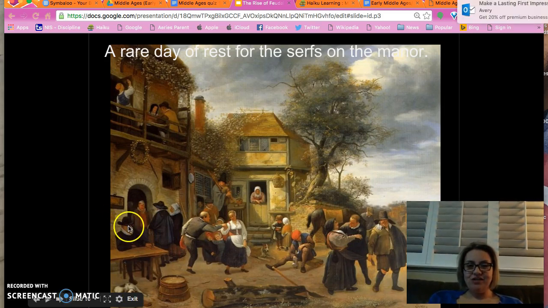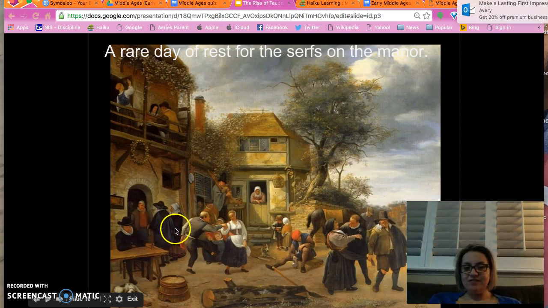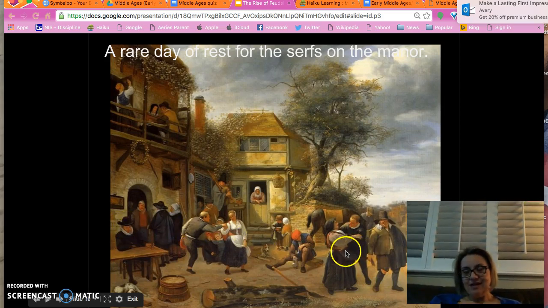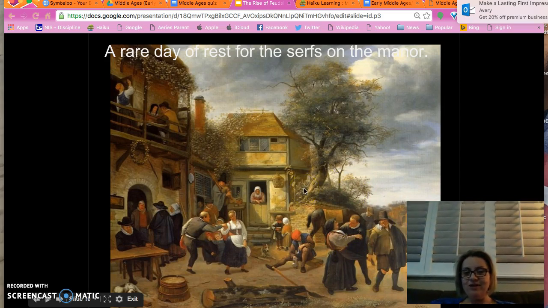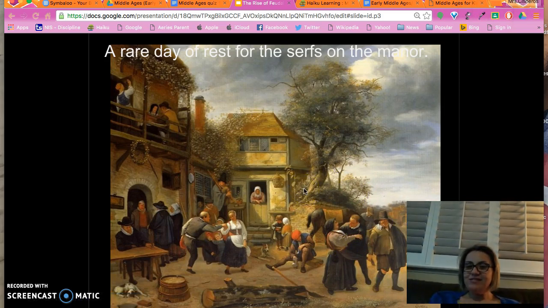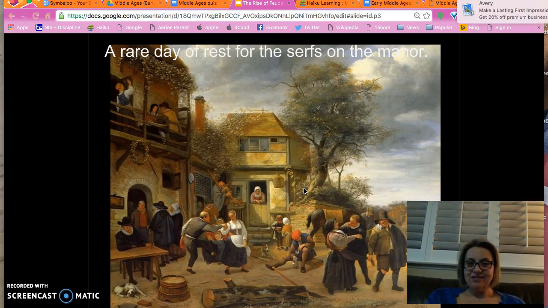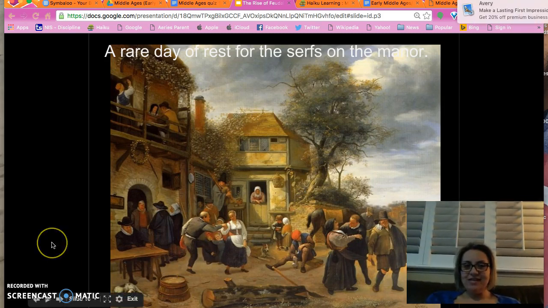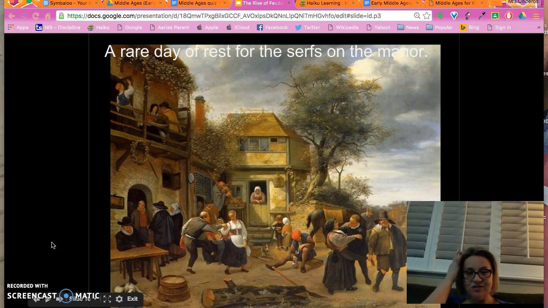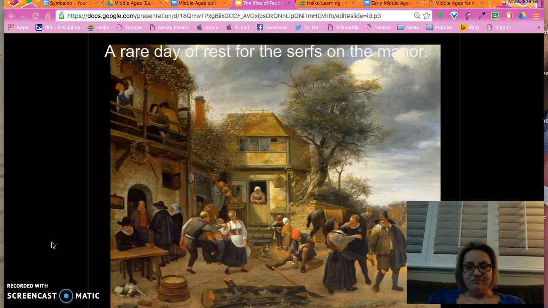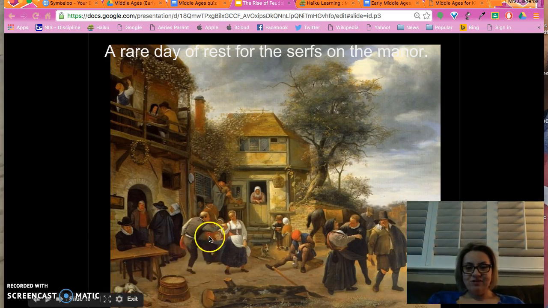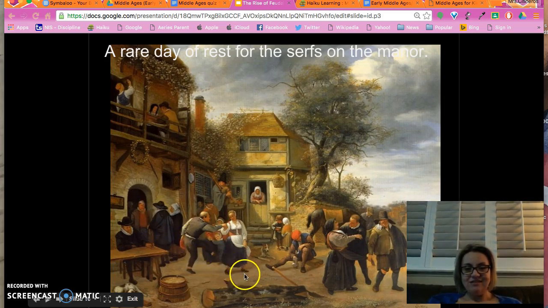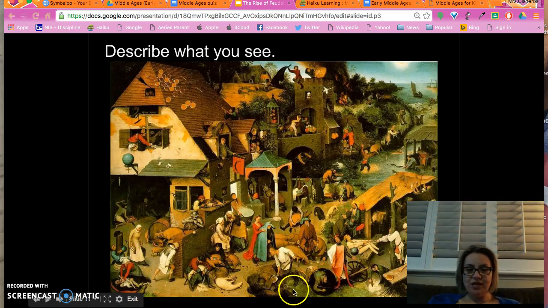And in this illustration here, you see serfs or peasants, and they're on the manor. And the manor is what? If you said the king's land, you are correct. And here's a rare day of rest. So as you can tell, the serfs are enjoying themselves. They're dancing. They're having conversation. And they're enjoying a nice day, which didn't come often. They were usually working on the fields.